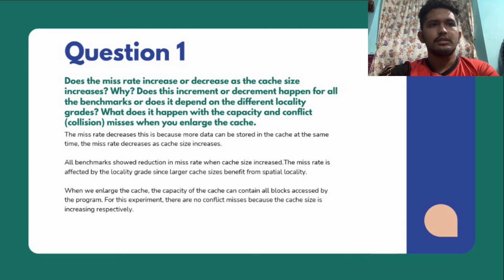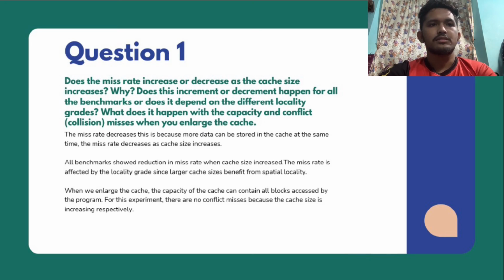Question 1. Does the miss rate increase or decrease as the cache size increases? Why? Does this increment or decrement happen for all the benchmarks, or does it depend on the different locality grades? What happens with the capacity and conflict collision misses when you enlarge the cache? The miss rate decreases. This is because more data can be stored in the cache at the same time. The miss rate decreases as the cache size increases.